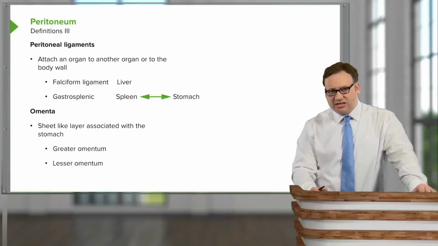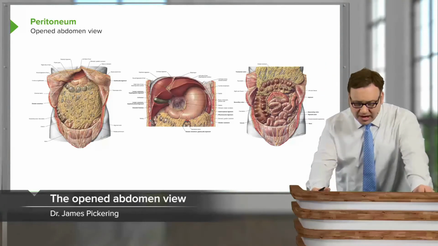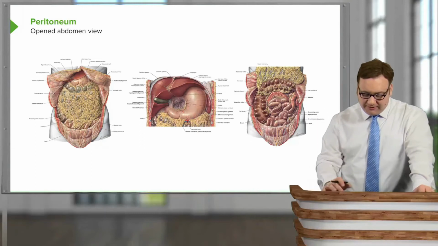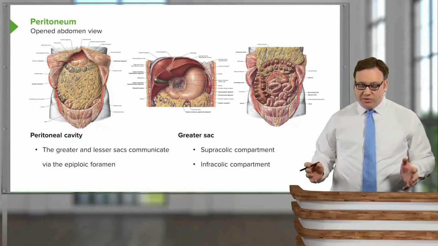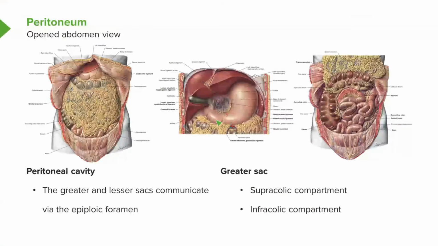So we've looked at these definitions. Now let's put them into some kind of context by looking at the actual opened abdomen and seeing what we can find. So here we have an opened abdomen. The peritoneal cavity has been exposed. Here we can see the flaps of the anterior abdominal wall. Lining this surface will be parietal peritoneum. Tightly associated with the organs will be visceral peritoneum. And if it's not visceral peritoneum, it's going to be parietal peritoneum running along the posterior abdominal wall.